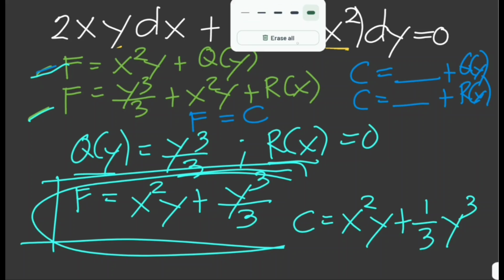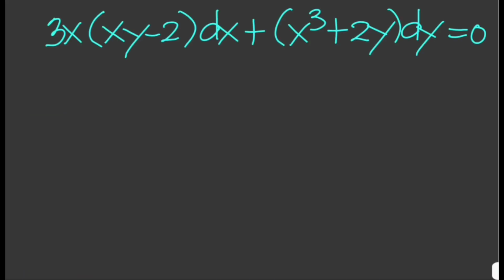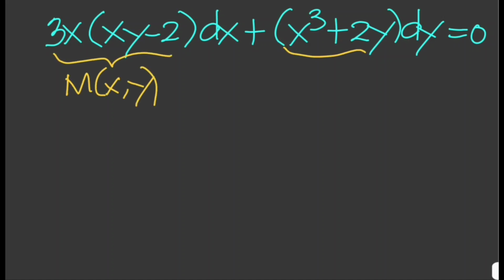Now let's solve another problem. Let's say we're given 3x times (xy minus 2) dx plus (x cubed plus 2y) dy equals 0. First, we identify our M and N. So this is function M of x, y, and this one is N of x, y. And then we test for exactness, whether this differential equation is exact.